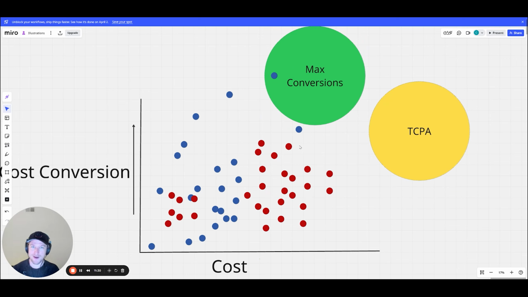So if you guys have any questions, this is a very basic understanding of how the algorithms work and what it looks like from an outside-in perspective if it were to be visualized. Let me know if you guys have any questions, and I'm happy to answer them.